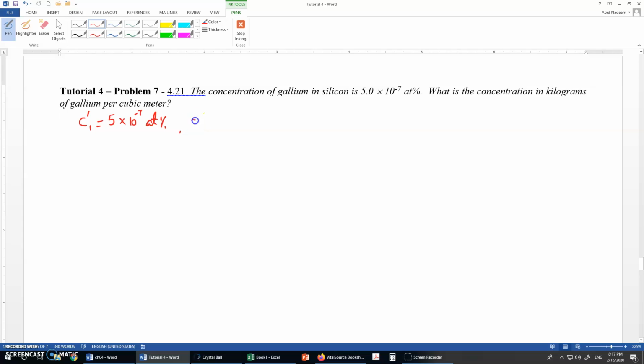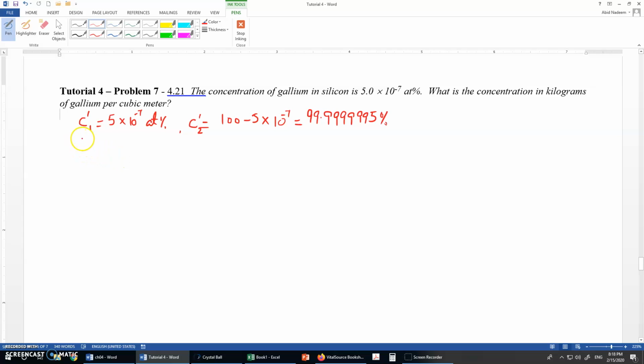Therefore we can calculate C2 prime, which will be equal to 100 minus 5 × 10^-7. So this will be equal to 99.9999995%.